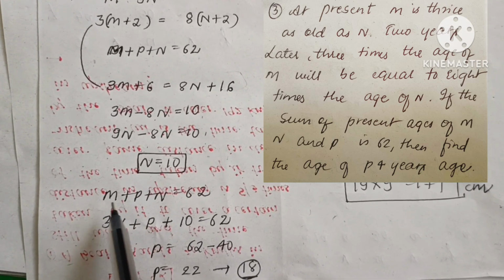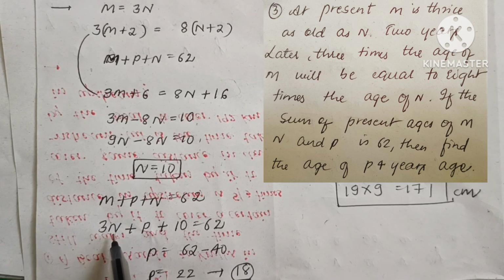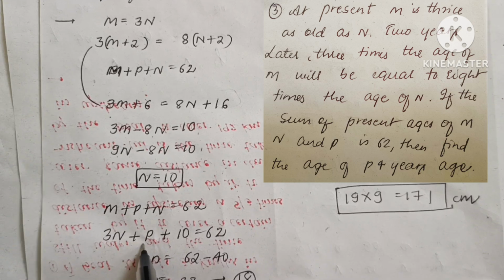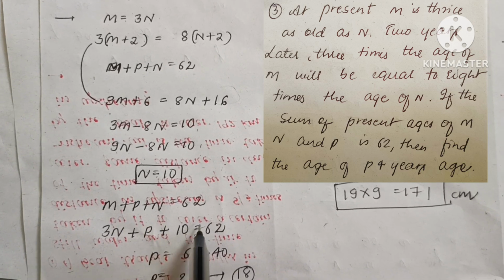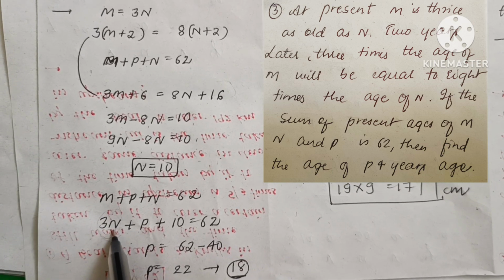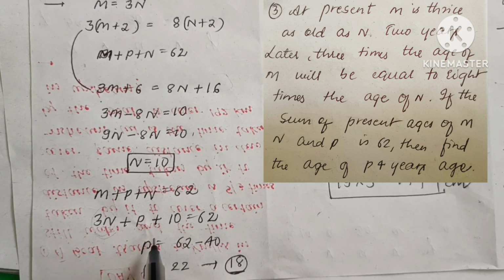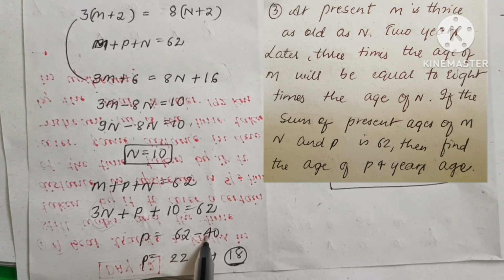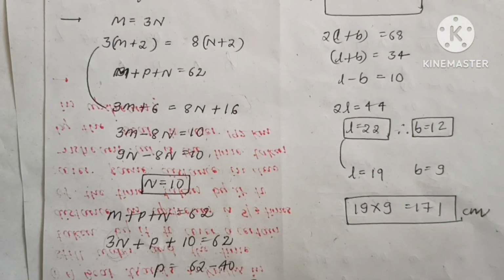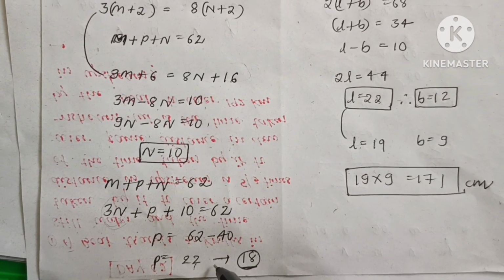And in the question we can see m plus p plus n will be equal to 62. Here I have substituted 3n in place of m. So 3n plus p plus the value of n as 10 is equal to 62. Then finally I substituted the value for 3n, that is 30. So 30 plus 10 will be 40. So p plus 40 is equal to 62. P will be equal to 62 minus 40. So therefore p will be equal to 22. And in the question they have asked the age of p 4 years ago, means 22 minus 4, that will be equal to 18.